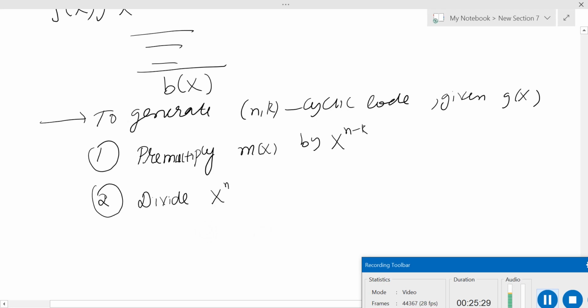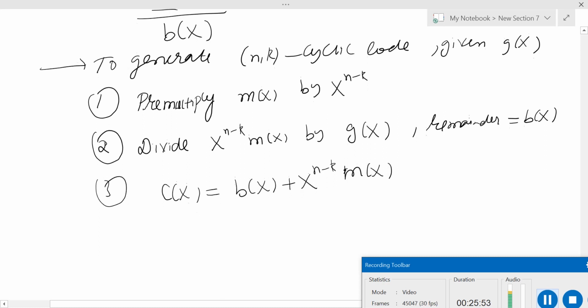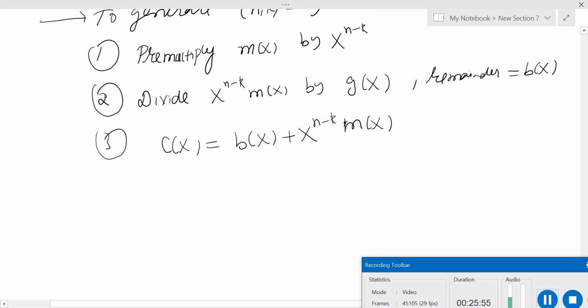Divide x to the power n minus k m of x by the generator polynomial, and what will be the remainder? That will be the parity polynomial, b of x. Step 3. Write c of x is equal to b of x plus x to the power n minus k m of x. This will be the required code. Very simple generation. We will do one example that will make it more clear.